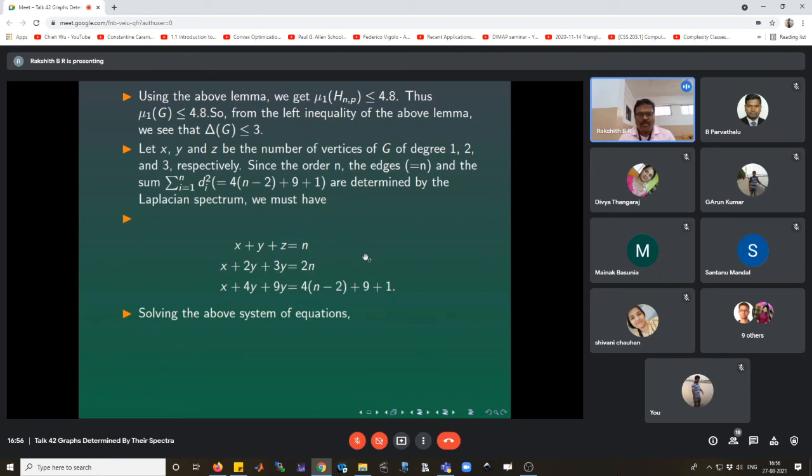So now if you simply solve these three equations for x, y, and z, you can see that x must be equal to 1, y must be equal to n minus 2, and z must be equal to 1. That means the number of vertices of degree 1 must be 1, the number of vertices of degree 2 must be n minus 2, and the number of vertices of degree 3 is 1.